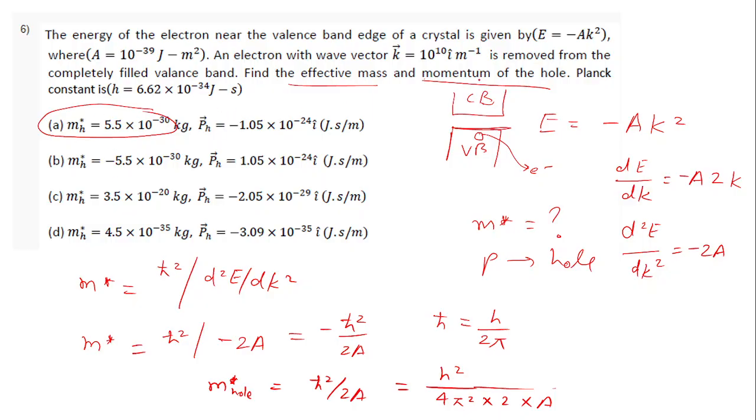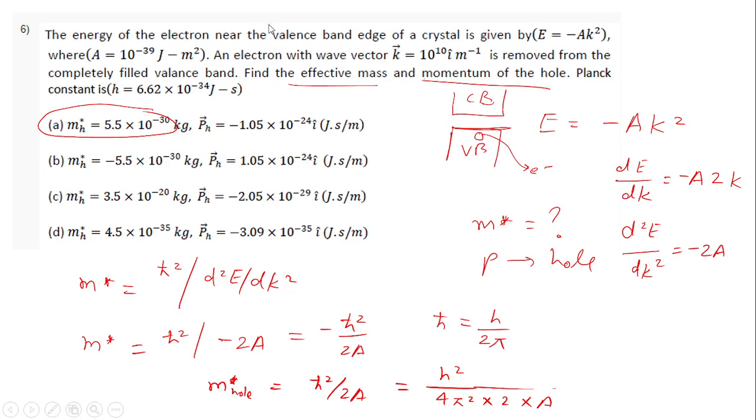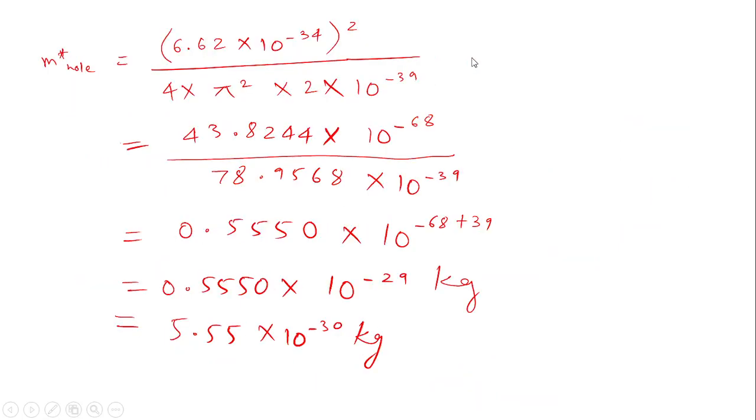Also, we need to find out the momentum of this hole. How will we do this? The wave vector is given for the electron. The wave vector of the electron is 10 to the power 10 i cap per meter. So the wave vector for the hole will be everything the same, with the sign reversed. Instead of i cap, it will be minus i cap, in meter inverse.